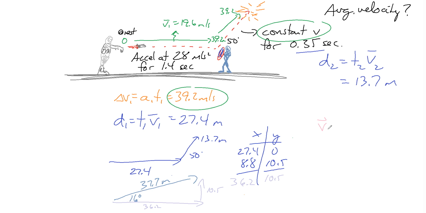So for my average velocity, delta D over delta T, my displacement was 37.7. Total time altogether, I've got the 1.4 seconds. I got the 0.35 seconds. That'll be 1.75 seconds altogether. So I'll do the 37.7, divide that by the 1.75, and I get an average velocity of 21.5 meters per second at the exact same angle of the displacement, which is 16 degrees. So that would be the average velocity of my missile.